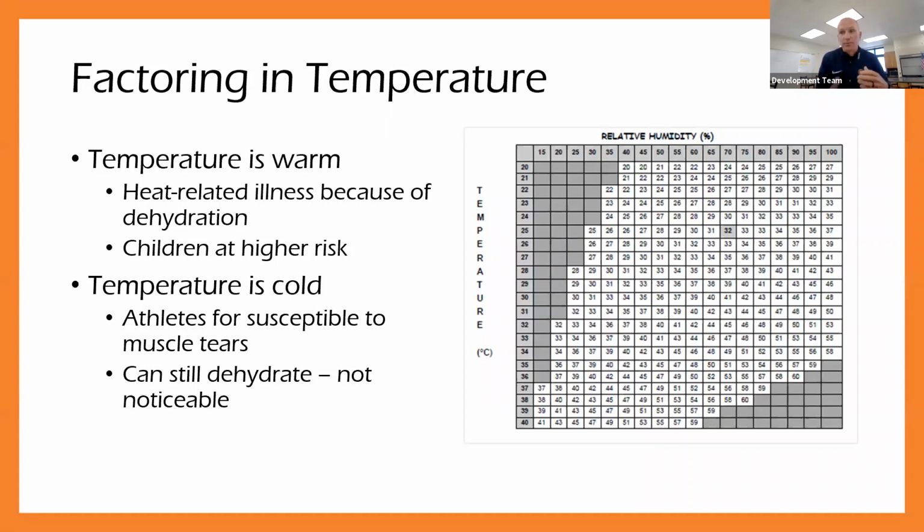And likewise, on the other side, if the temperature is cold, athletes are susceptible to muscle tears. They could pull a muscle, they could tear a muscle by not being properly warmed up. And another part we often don't think about too is you can still dehydrate and it's not even noticeable, because it's so much cooler that you're still sweating, but it evaporates so quickly you don't even know that you're losing fluids until it's too late. But regardless of this, we have to be thinking about this. If we know in advance that we're walking into these different temperatures, then we have to plan accordingly to make sure that we have a plan in place to reduce that risk.